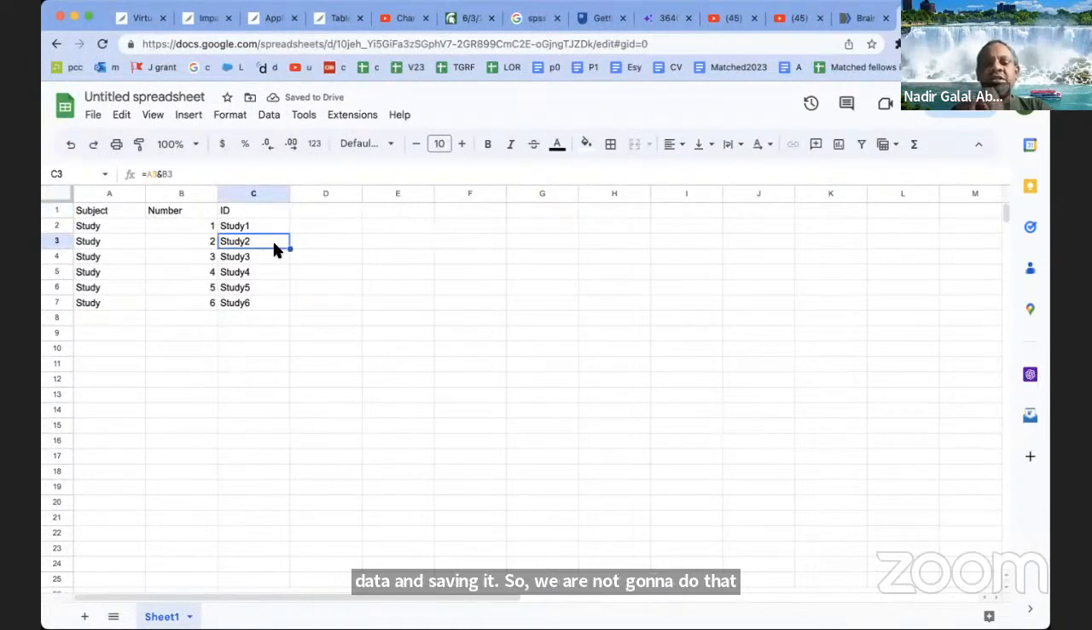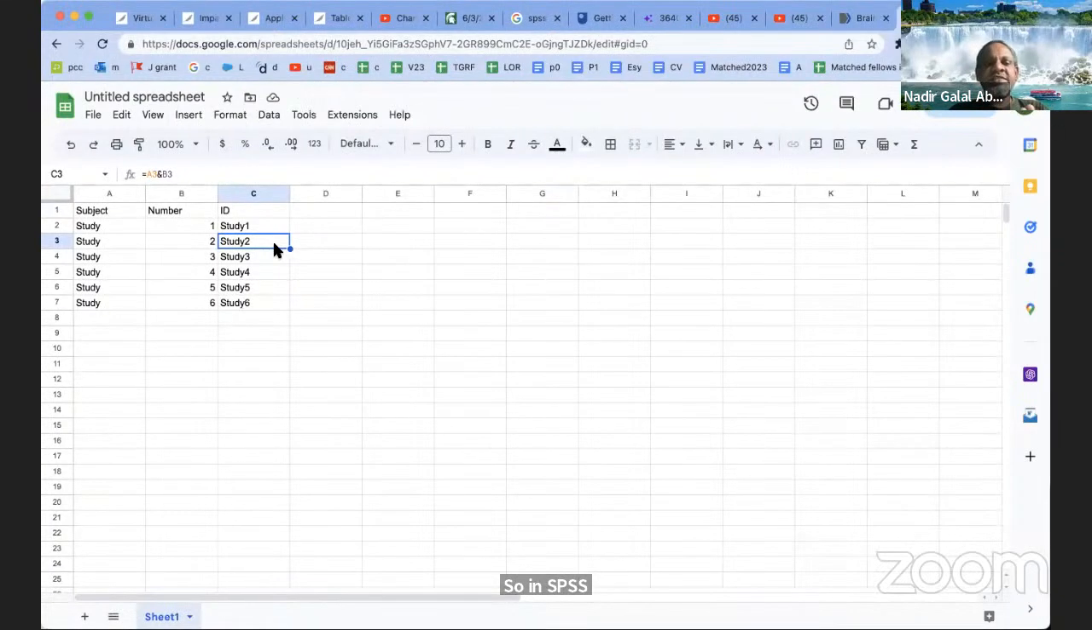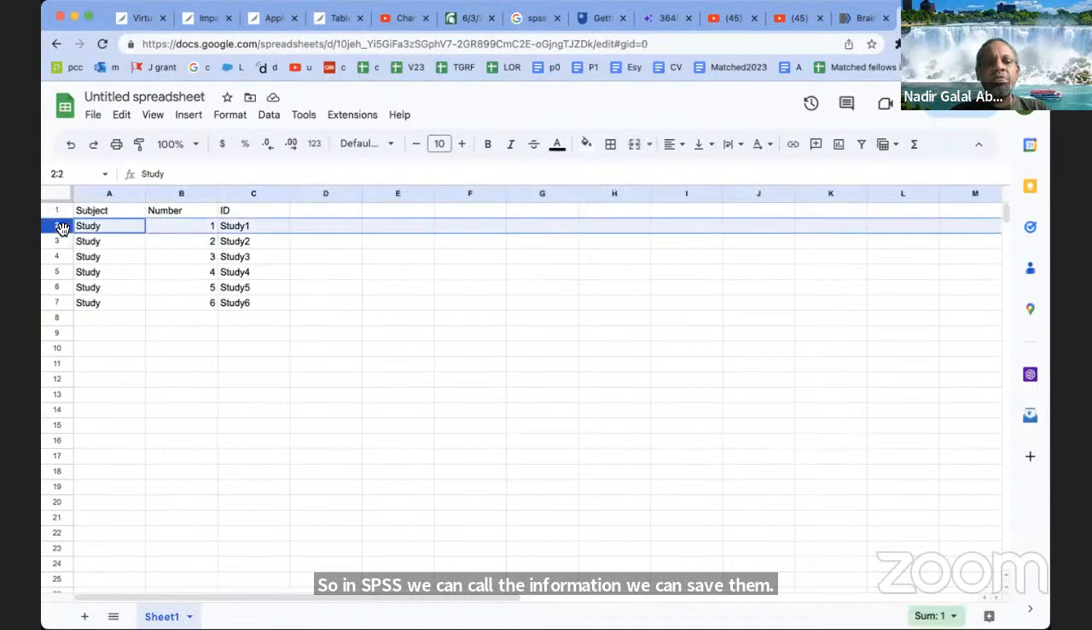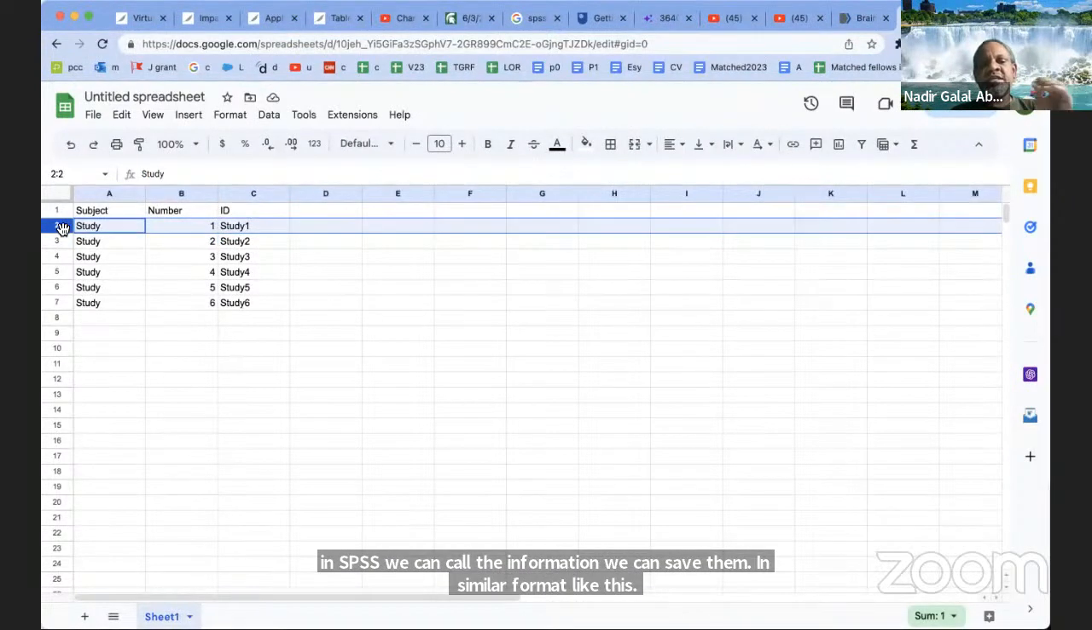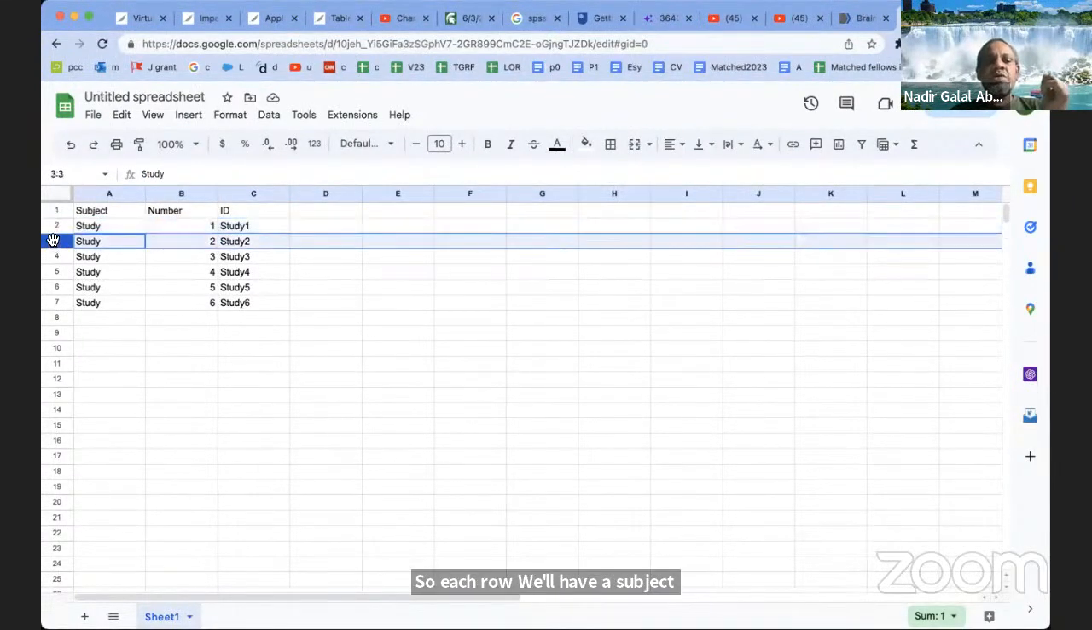So in SPSS, we're going to collect the information and save it in a similar format like this. Each row will have a subject and then the detail of that subject, or a study, or any item, and then the details of the item.